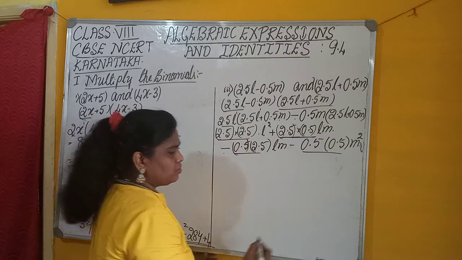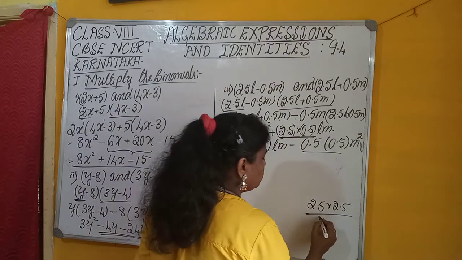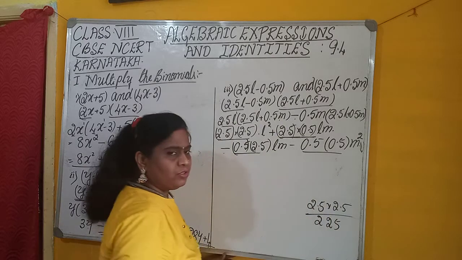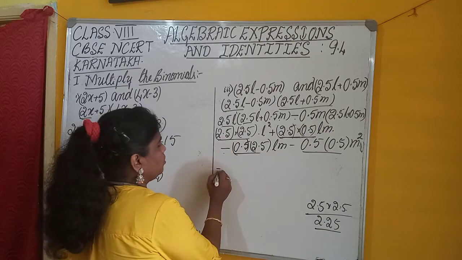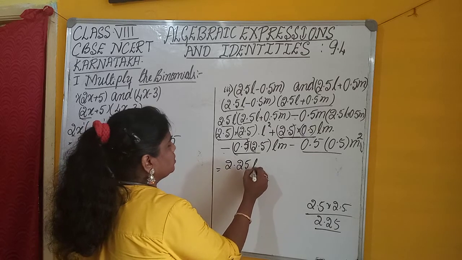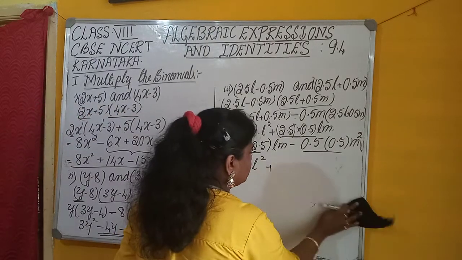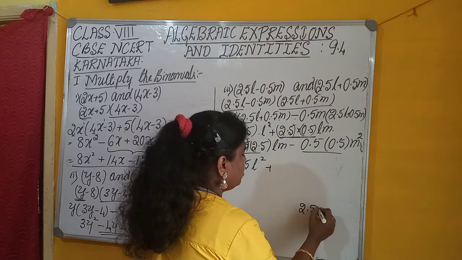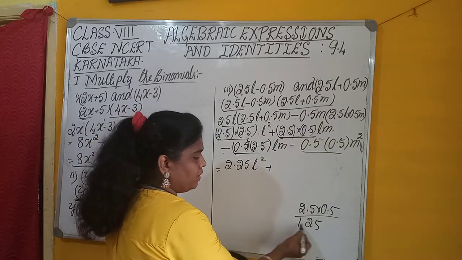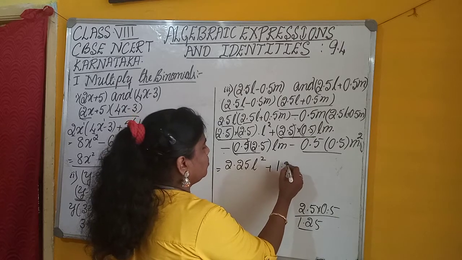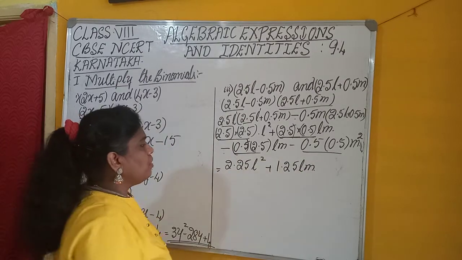Now 2.5 into 2.5, you know that 25 into 25 is 625. How many digits we have to leave? Here this is one digit, here one digit. Totally we have to leave two digits. That is equals to 6.25 l square. Okay. Plus 2.5 into 0.5, 25 fives are 125. Here one digit, one digit, how many digits we have to leave? Two digits. That is equals to 1.25 lm. Okay.